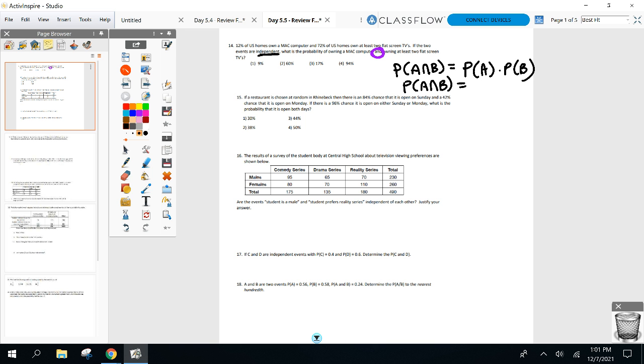I'm not even going to substitute in Mac and flat screens. You can do that if you want. The probability one of them happens is 0.12, times the other one happens is 0.72. And that's all there is. Use the formula. And what are we looking at here? 0.0864. It is in percent though, so move the decimal over 2 places.